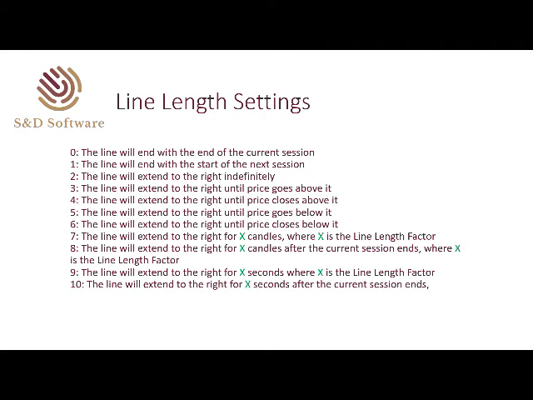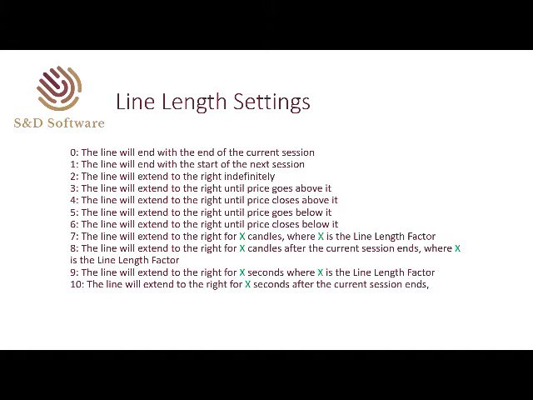I'm going to quickly talk through each of the line length settings. If you use 0, the line ends at the end of the current session. So if you don't want the line to extend past the current session, this is what you would use. Number 1 is used for it to go to the start of the next session. 2 will allow the line to extend indefinitely to the right.